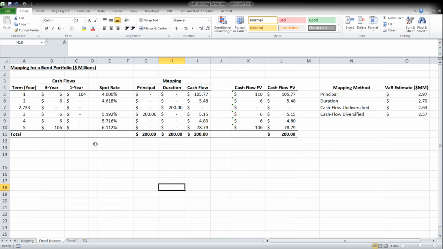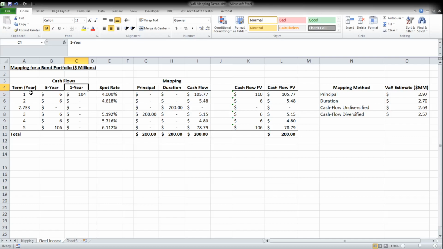So we have a $200 million portfolio consisting of two bonds. We have $100 million invested in a 5-year bond paying a 6% coupon. And we have $100 million invested in a 1-year bond paying a 4% coupon, for a total of $200 million. So we have a $200 million portfolio, bonds of different maturities and different coupons.